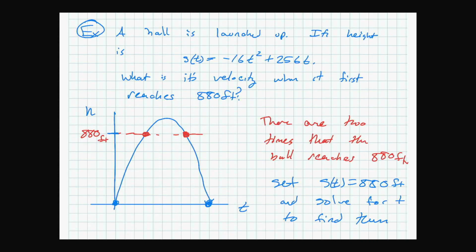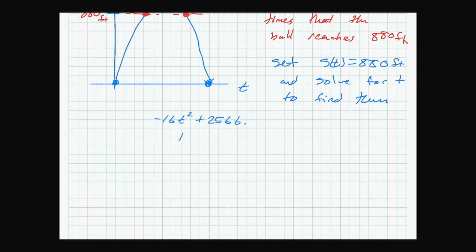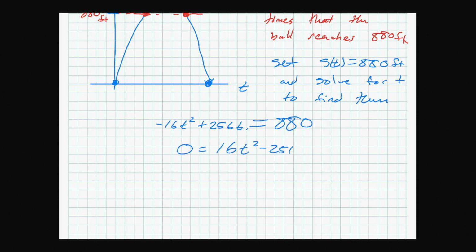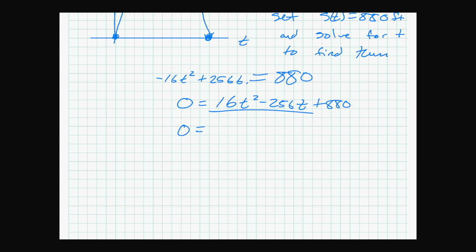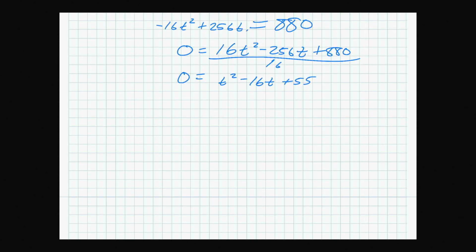So you have your S of t here. You just go equals 880, move everything to one side of the equation. You're going to get 0 equals 16t squared minus 256t plus 880. Let me see if 16 goes into 880. It does, 55. So divide everything by 16. I get t squared minus 16t plus 55. I try to factor that, factor or quadratic equation, but I don't think factor will work. So I will use quadratic equation. And I'm not going to write it here because I'm already running out of time. I'm going to tell you what the answer is.